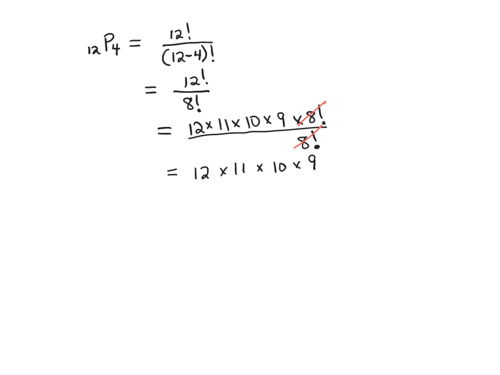Okay, and that would be 12P4 if we were to do it using the factorial notation. But we could easily get this product by using the fact that we have 4 spaces and we count down from 12. All right, very good. Now let's look at another problem.